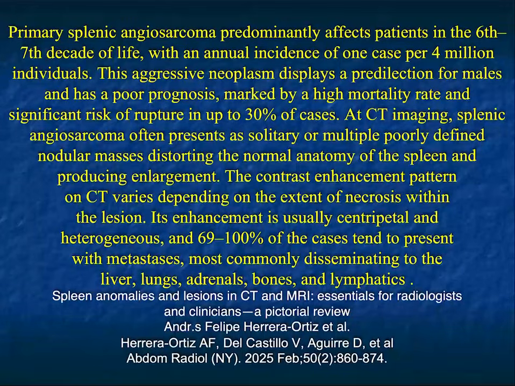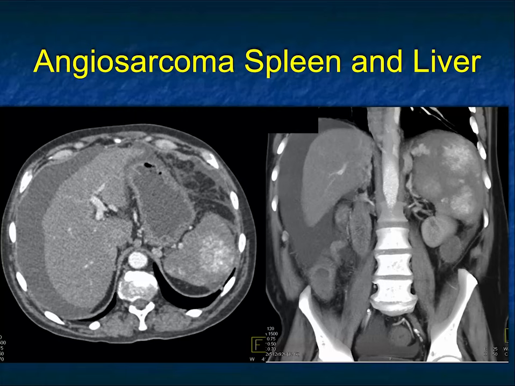They can be solitary, though most of the ones that I do see are going to be multiple. Its enhancement is usually centripetal and heterogeneous, with up to 70% of cases or more presenting with Mets. And the Mets will go to liver, lung, adrenal, bones, and lymphatics. So again, an aggressive tumor.